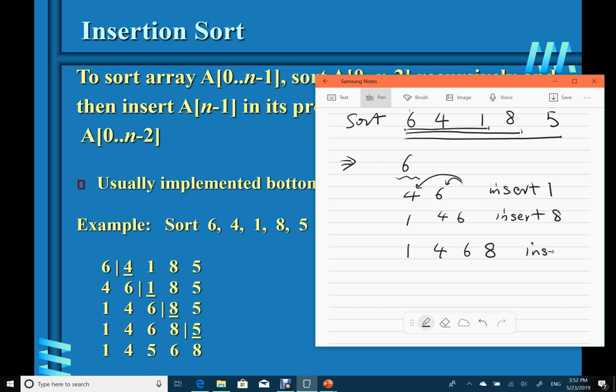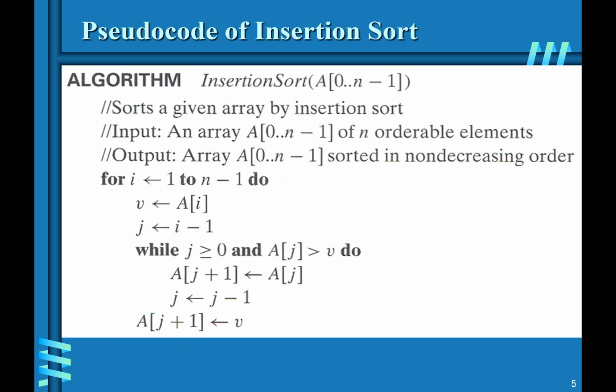Then you insert 5, and for the same thing, you want to check this 5 with 8. If it's not good, you move 8 to the next position. Check 5 with 6, move to the correct position. Check 5 with 4, that's not larger than that. You put a 5 here and keep the same previous one. So this is the insertion sort.